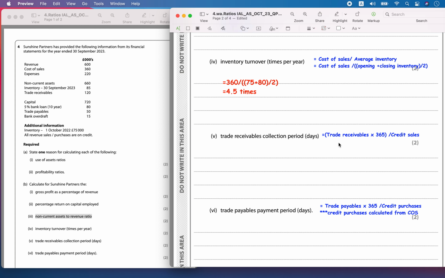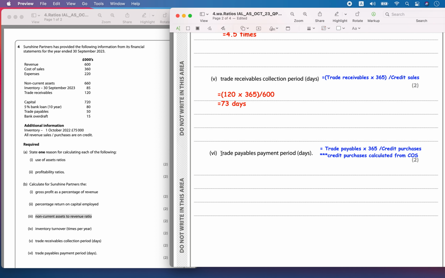Then trade receivables collection day period. It is trade receivables into 365 over credit sales. So 120 into 365 days in the year, and 120 was the trade receivables. The credit sales that had happened was 600, because all the revenue was credit sales, so that is equal to 73 days. So that is the trade receivables collection day period.